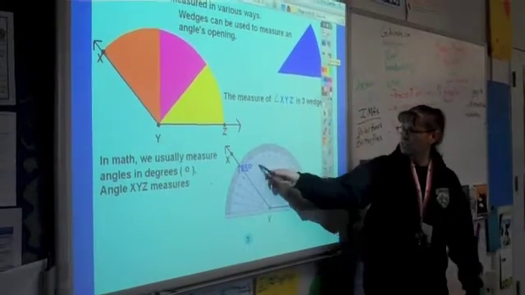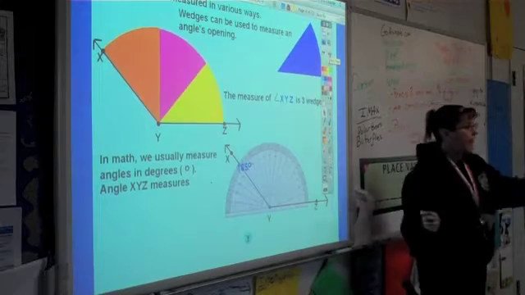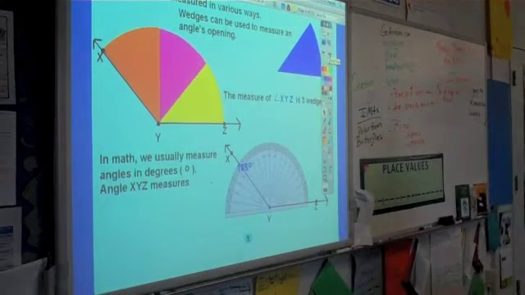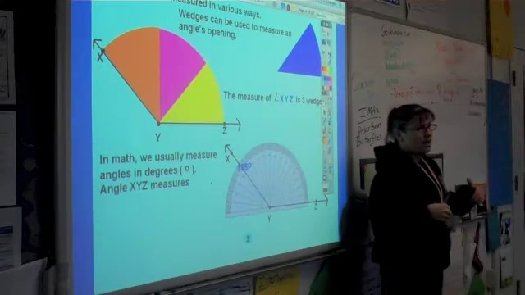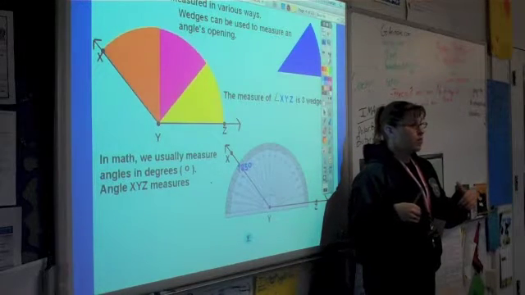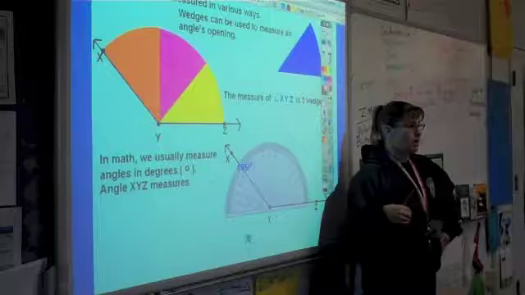This thing right here, see it has numbers on it? That is a protractor. I line it up and it tells me what degree the angle is at.